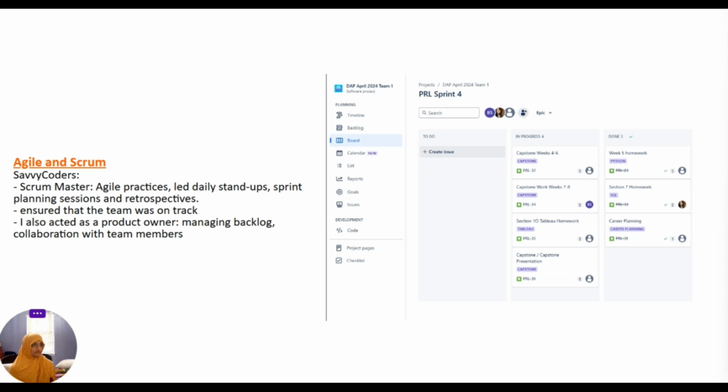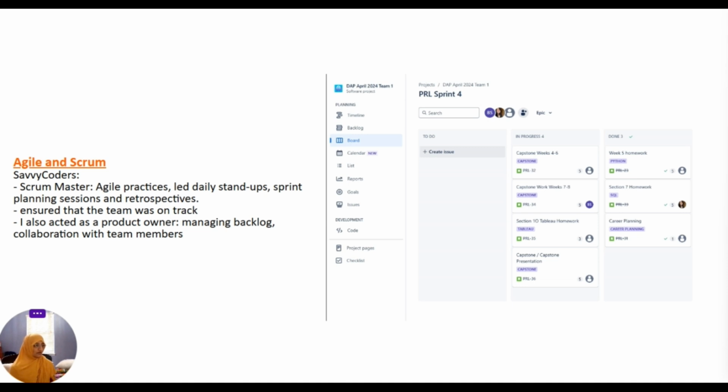As for Agile management, I basically started at Savvy Coders. I played a key role in Agile project management, serving as both Scrum Master and product owner. In my capacity as Scrum Master, I facilitated the Scrum framework, guiding the team through development processes and ensuring effective communication and collaboration. We had essential meetings like daily stand-ups, sprint planning sessions, and retrospectives to basically keep the team focused and productive.